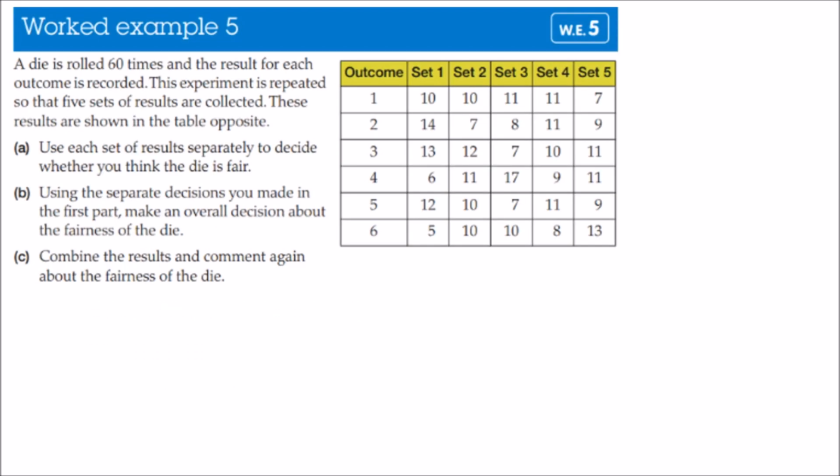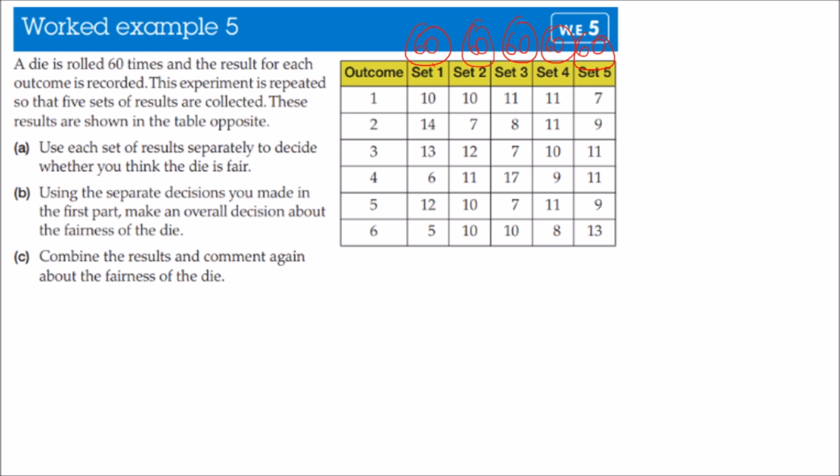A die is rolled 60 times, and the result for each outcome is recorded. This experiment is repeated so that 5 sets of results are collected. These results are shown on the table opposite. So what does that mean? So we roll the dice 60 times. Then we write down how many times 1 came out, 2 came out, 3, 4, 5 and 6. And then we do it again, roll it 60 times again, and then again, and again, and then again. So we roll it 60 times, 5 times.